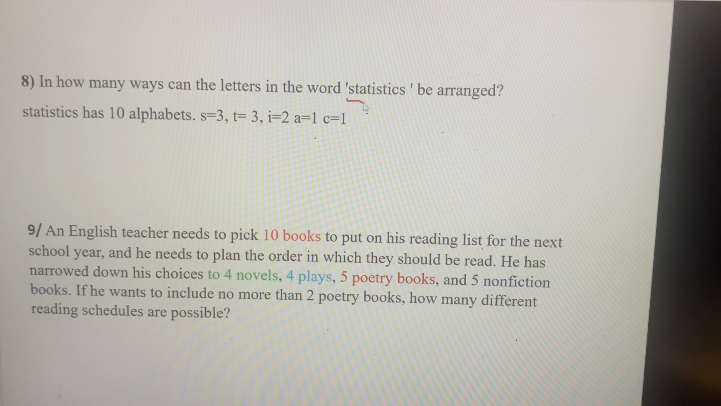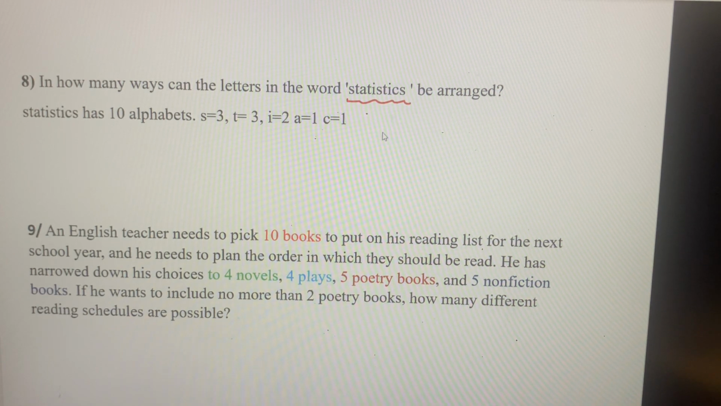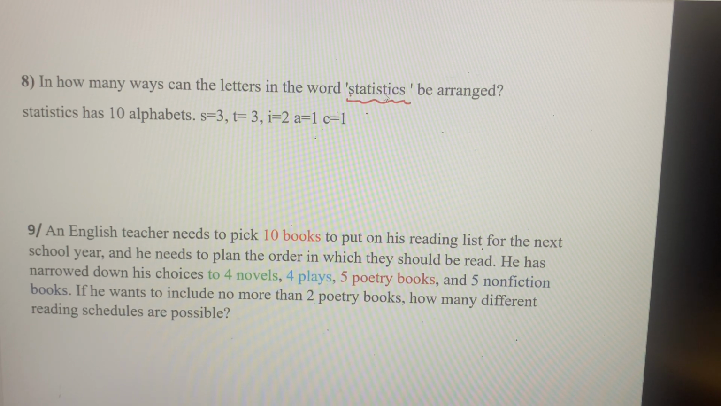So this is the word statistics. How many ways can we arrange the letters in the word statistics? If you remember, this is about distinguishable permutation. First we have to count how many letters we have in the word statistics. If you count them, this is 1, 2, 3, 4, 5, 6, 7, 8, 9, and 10. So statistics has 10 letters.